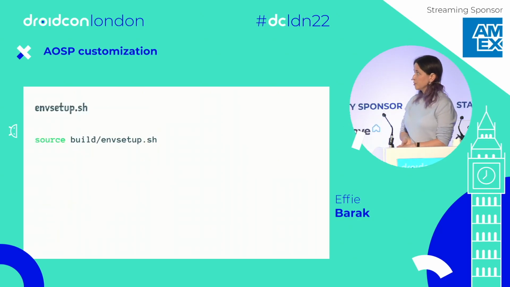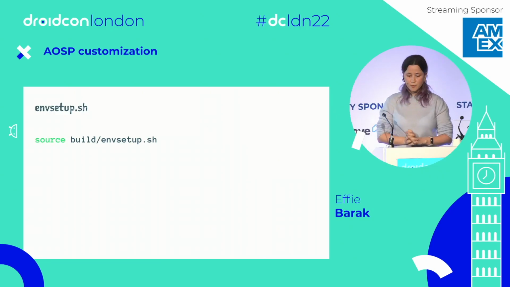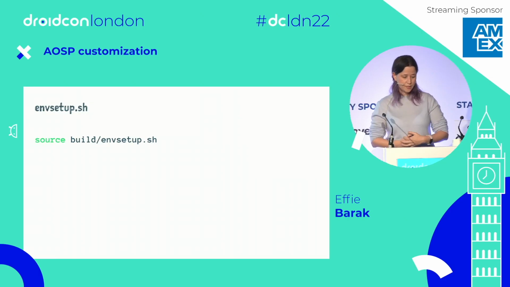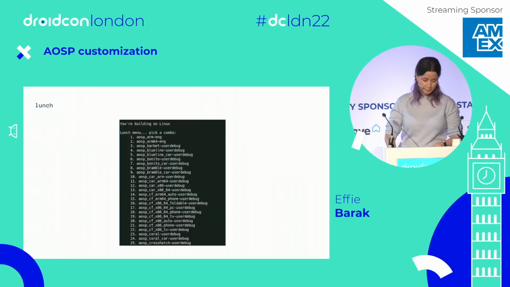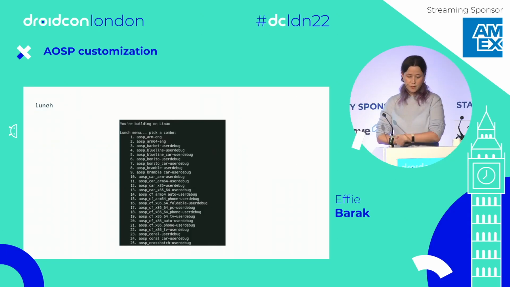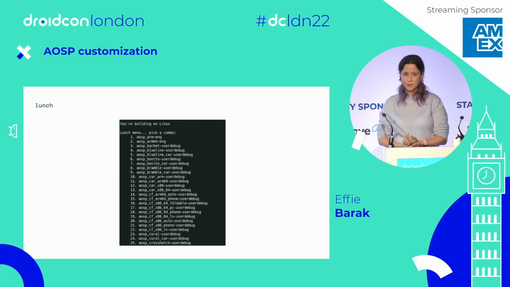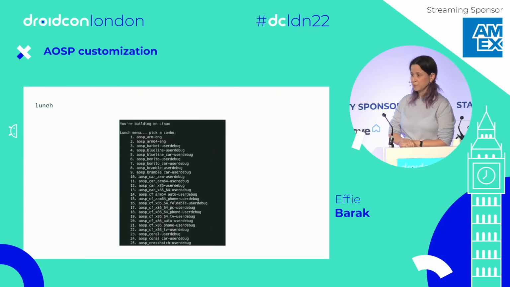The second tool that AOSP comes with is this env setup script, which has a bunch of commands that we're going to talk about in a minute. It's usually just the first thing you do after getting the source code, and it sets up your environment. One of the commands that it has is launch. You can build AOSP for a lot of things, and you can even set your own targets to build AOSP. You can even build a few of them in parallel. You can have a build for a TV, a build for a phone, and a build for the emulator.